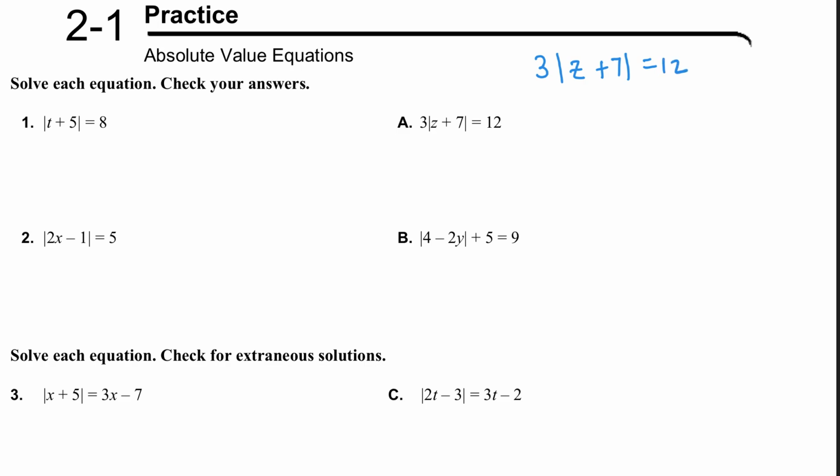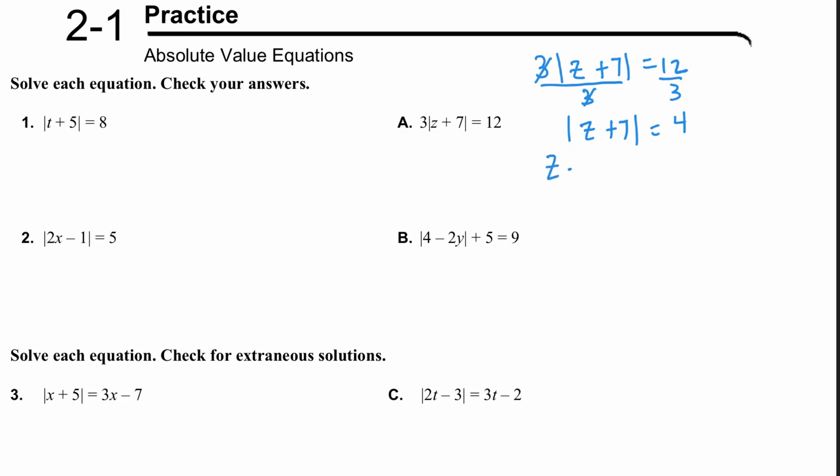You would think we'd want to do the distributive property, but once again, remember in the lesson, we said we'd have to divide both sides by 3. And we know that 3 divided by 3 is 1, so we're left with the absolute value of z plus 7. 12 divided by 3 is 4. So this is the form that we wanted. We wanted the absolute value by itself, and then we have the number on the other side.